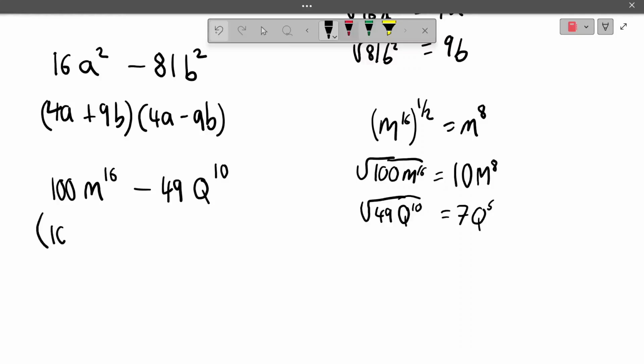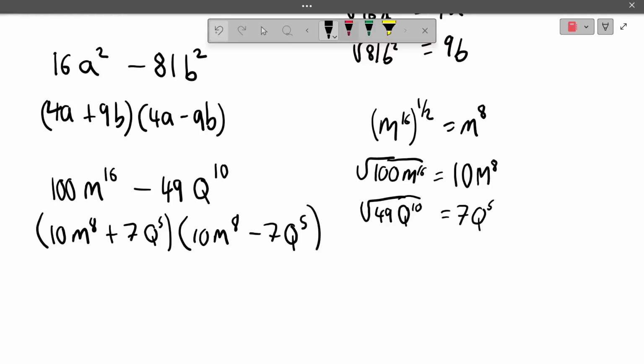So we're going to do 10m to the 8 plus 7q to the 5, brackets, 10m to the 8 minus 7q to the 5.